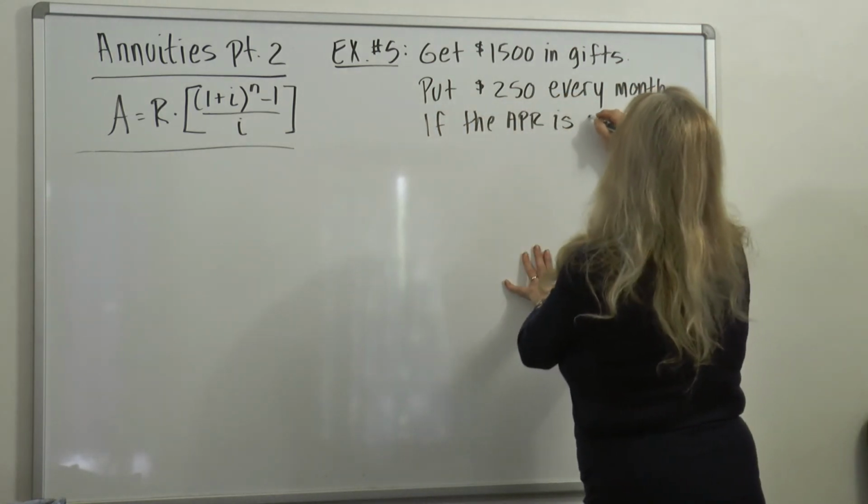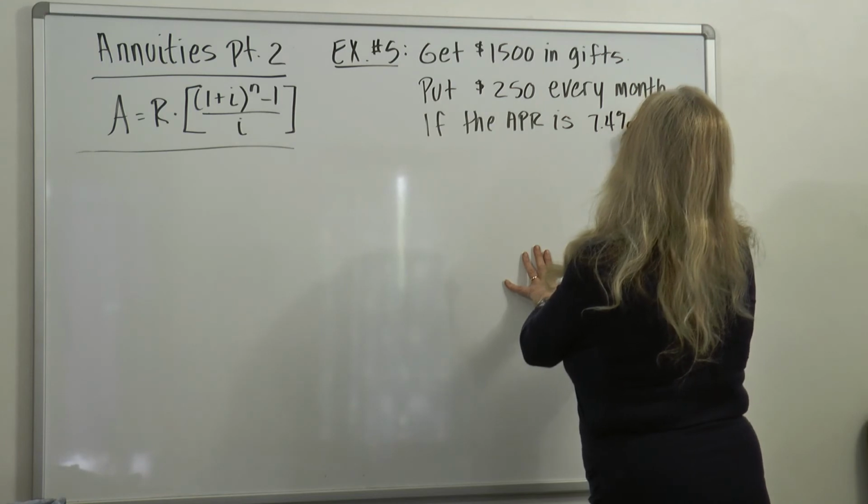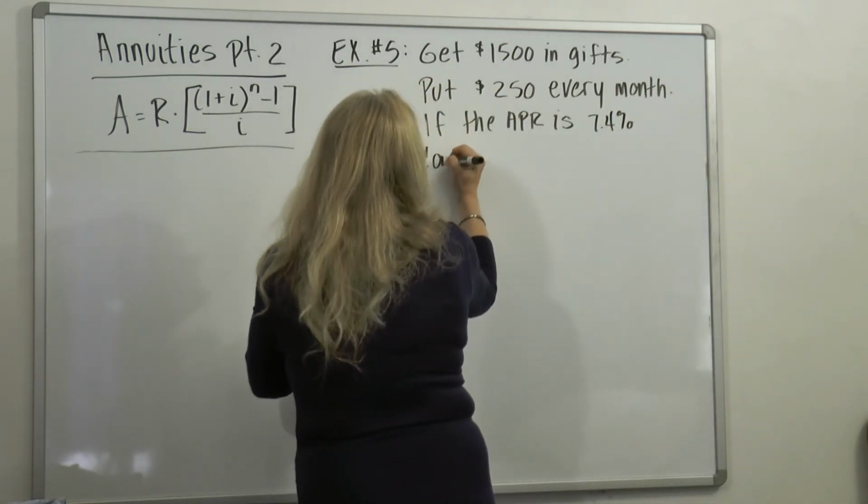The rate is, let's see, 7.4%. We'll say compounded monthly.